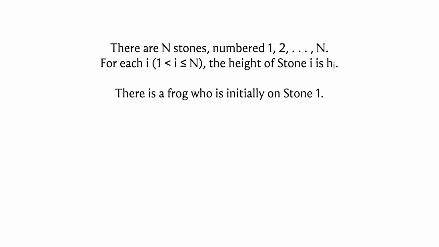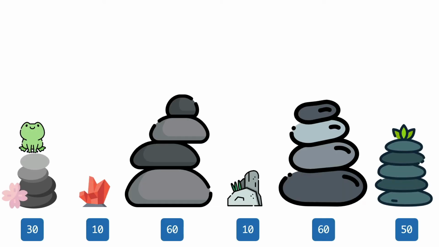Now there is a frog who is initially on stone 1, so introducing the frog. I should have probably picked a side profile because the frog is going to jump around, so this is not very realistic, but that's okay. I think it's nice to be able to see the smiling face of the frog as we try to solve this problem, so that was the rationale.